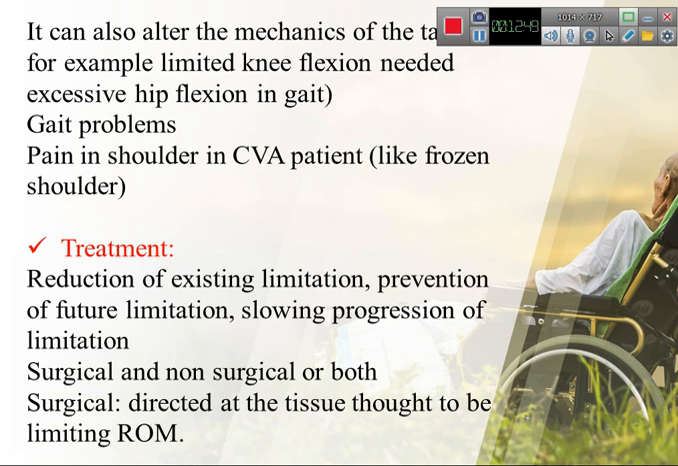What treatments can be used? We have three phases. The first phase is to reduce the existing limitation. The second phase is to prevent a future limitation. And the third phase is to slow the progression of limitation. We have surgical and non-surgical treatments, or both together. In surgical treatment of ROM, we direct it at the tissue thought to be limiting the ROM.